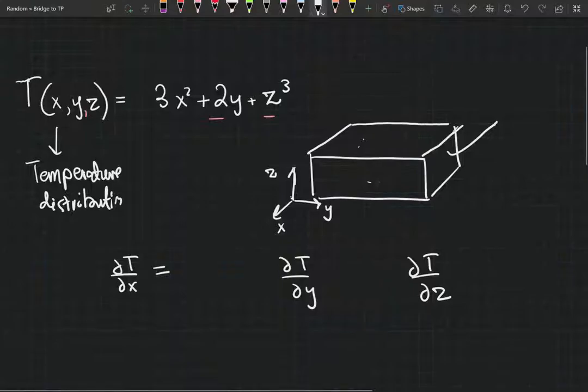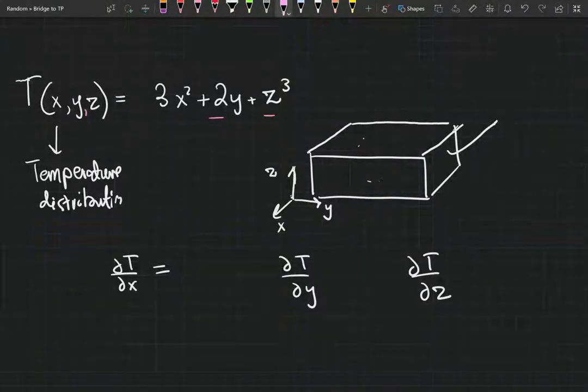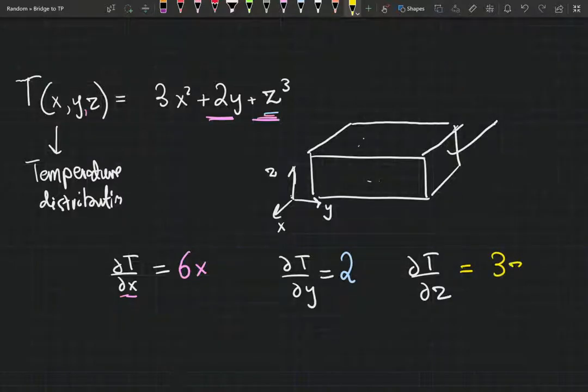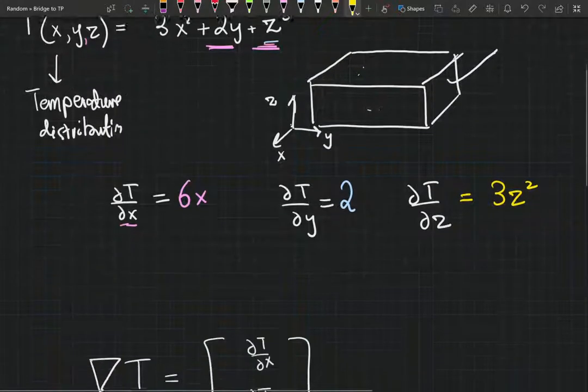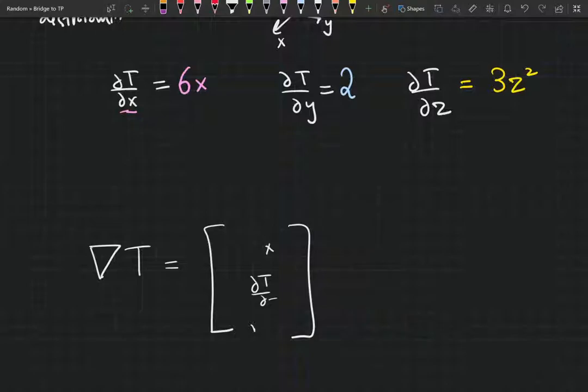If you remember the definition of the partial derivative, you take the derivative while holding everything else constant. The partial with respect to x treats everything else as a constant, so this comes down to 6x. The partial with respect to y: 3x squared is a constant, z cubed is a constant, so we're left with 2. Similarly, the partial derivative with respect to z is 3z squared. Now we have the partial derivatives. Our next step is the definition of the gradient of temperature.